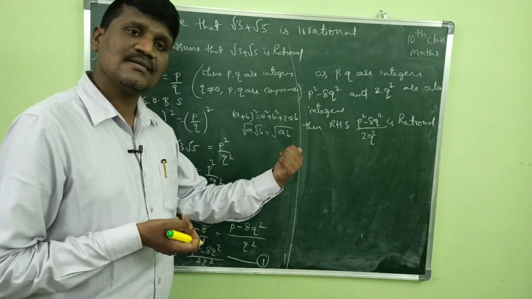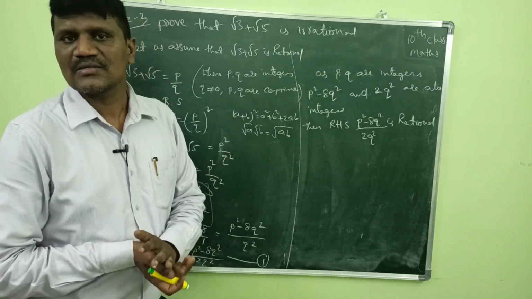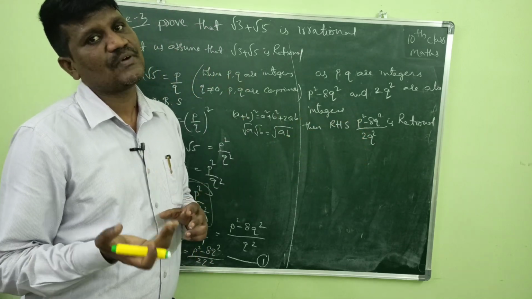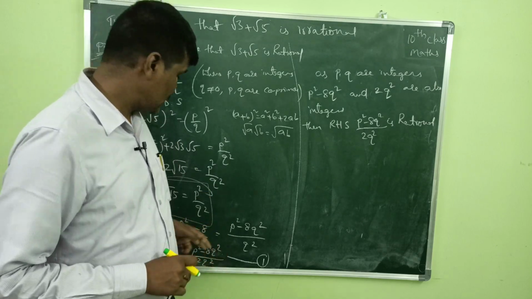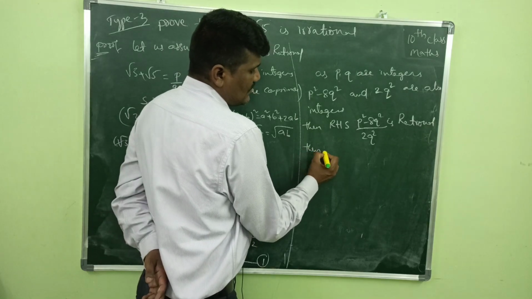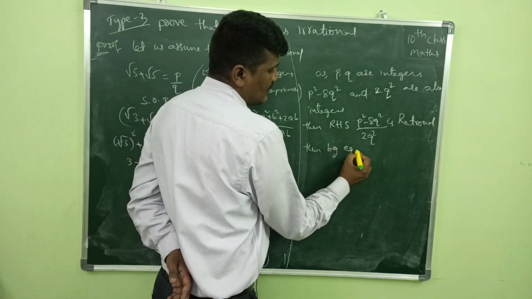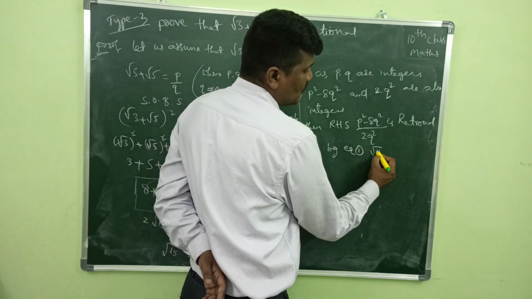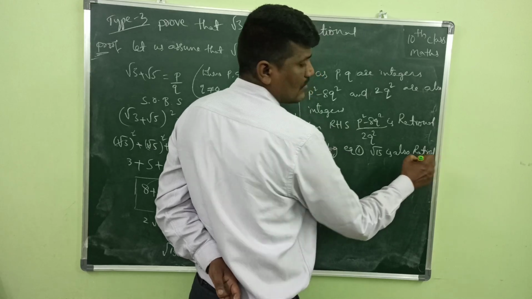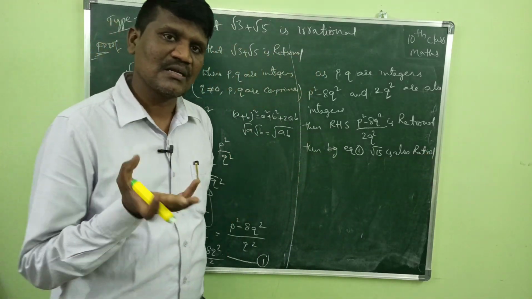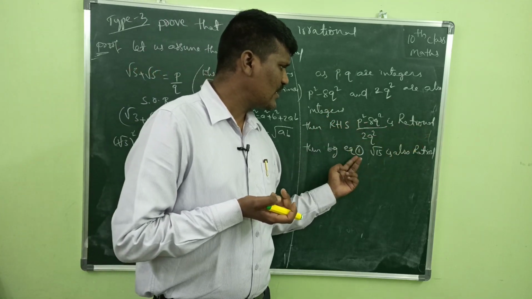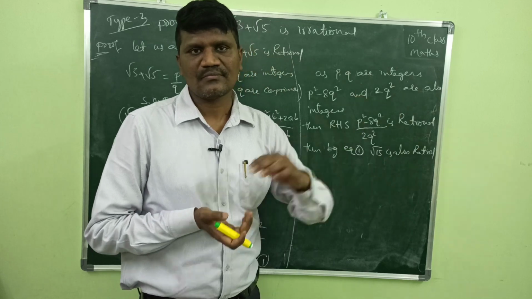So if RHS is rational, then by equation 1 the LHS is also rational. What is the LHS? We have root 15. Then by equation 1, root 15 is also rational, because both are equal only. In the equation, if RHS is rational, definitely LHS should be rational.